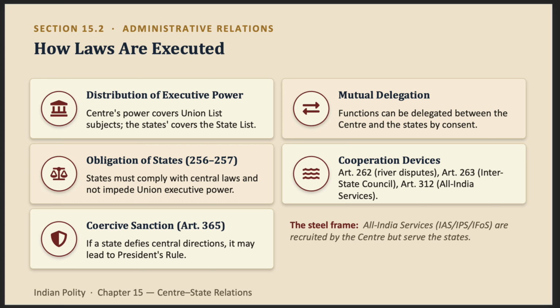Oh, they have teeth. The consequence is Article 365, which is arguably one of the most potent coercive tools in the entire Constitution. Really? Article 365. Yeah.